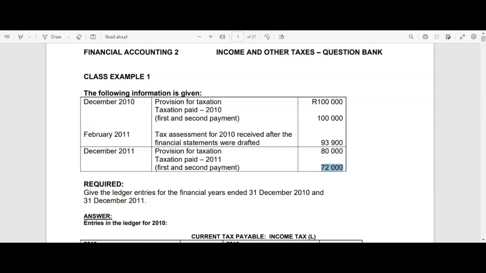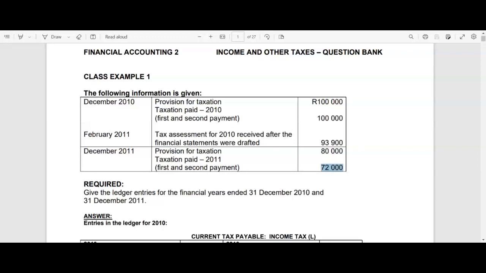Which account are we now going to credit? Now we've got to raise the liability. Remember, as soon as you accrue an expense on the debit side, at the same time, you've got to raise that liability. In which account are we going to raise that liability? It's the long one. Current tax payable. Thank you, ladies and gents.